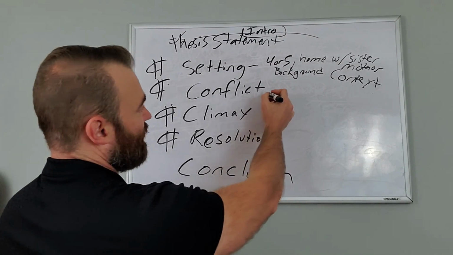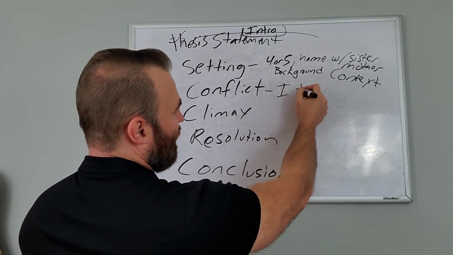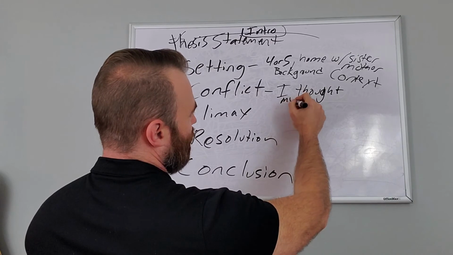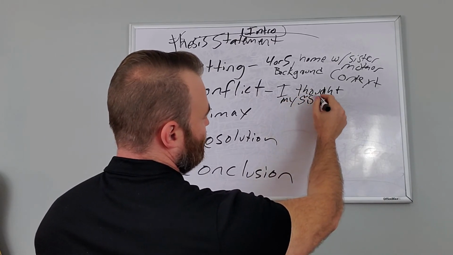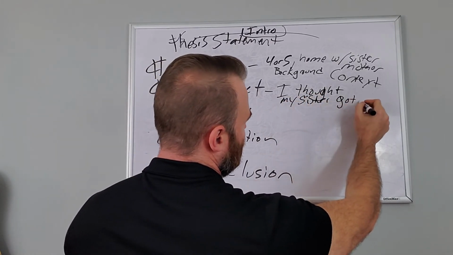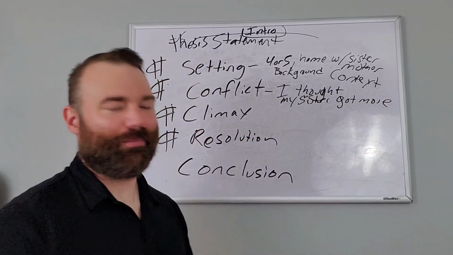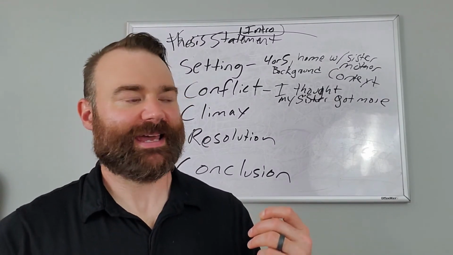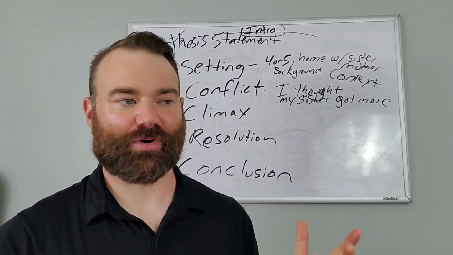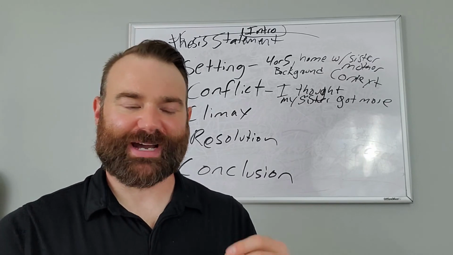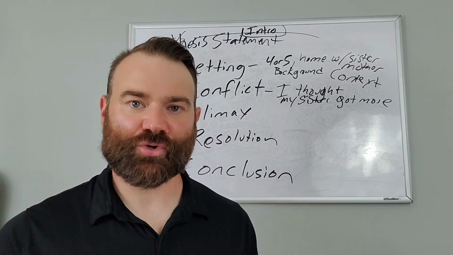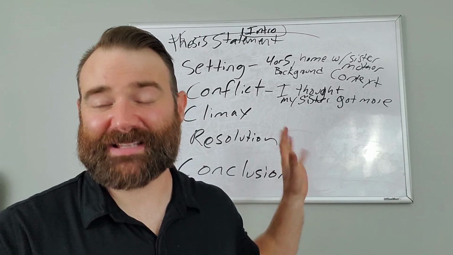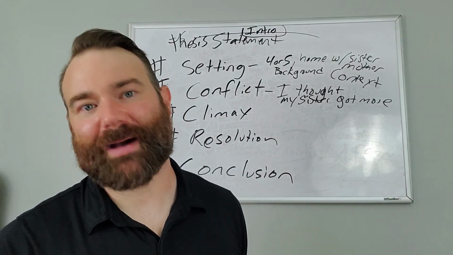The conflict, okay, so what happened? I thought my sister got more than I did. Now, I'm going to have more than just one sentence in that paragraph. I'm going to describe it. I'm going to try to make it enjoyable for my audience to read. I'm going to try to illustrate my emotional state so that my audience understands it better. But I just need to take a minute to make a note. What am I going to talk about in that paragraph?